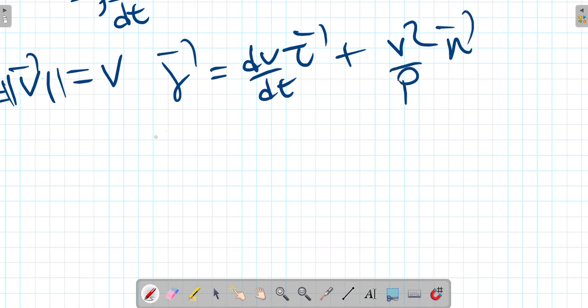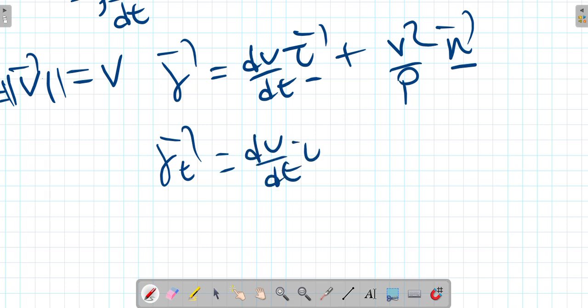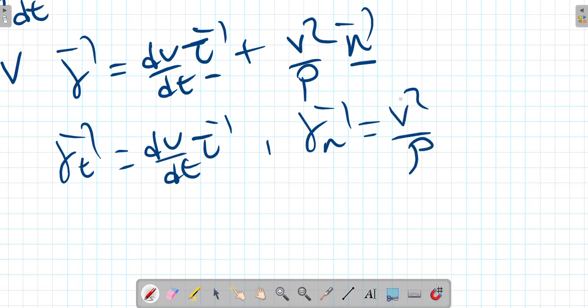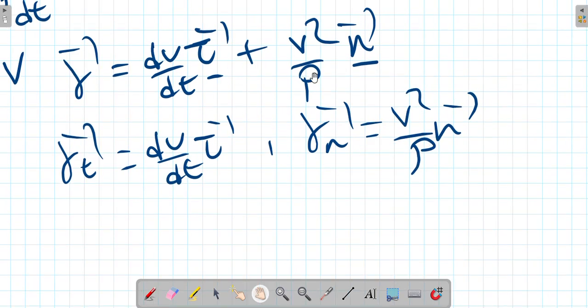So, these are what we call the two components of acceleration. We have the tangential acceleration, gamma t, which is dv over dt, tangential because it is in the direction of the tangent at the point M. Then the second one is in the normal direction: gamma n, which is v squared over rho, n. So that's how you find the two components of acceleration.